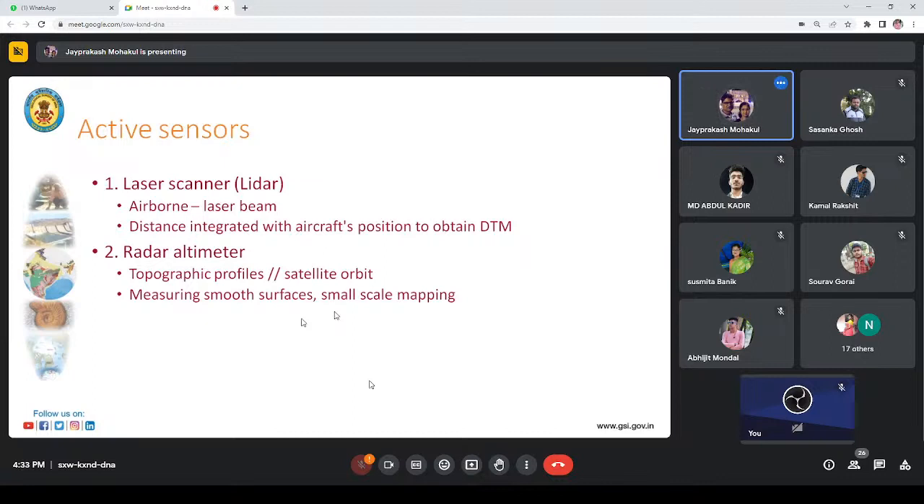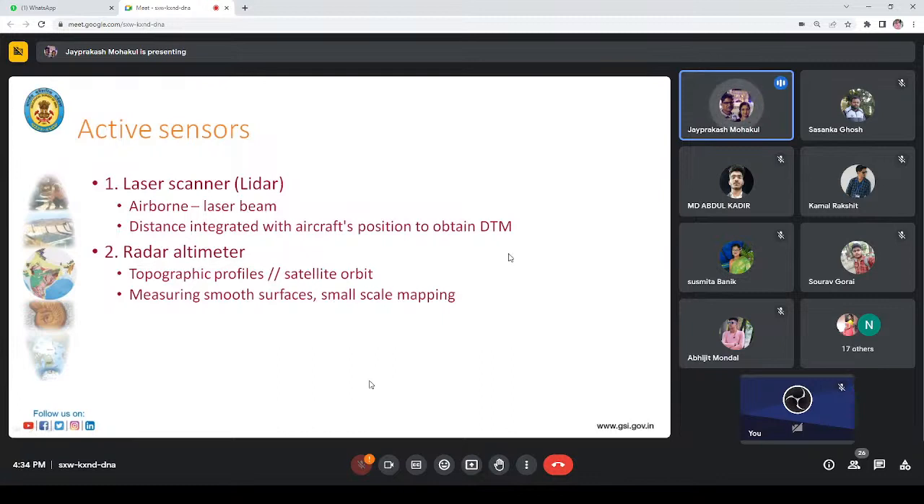The other way is you send an aircraft and put an infrared beam to the surface, measure the time taken by it to go back to the aircraft, and then measure the distance. You know the speed of light, so you can compute. That is light detection and ranging, right? You send a signal, receive back the signal, compute the time taken and measure the distance. That is how a digital elevation, digital terrain model can be made.